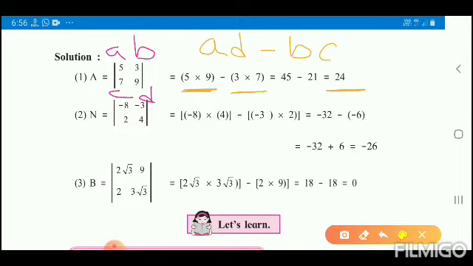Now we will see the next example, that is -8, -3, 2 and 4. So here we will write again, this is A, B, C and D. So here A into D means -8 into 4. B into C means -3 into 2. Here -32, the minus sign is in the middle, minus 3 into 2 means -6. Now minus minus will become plus. Look here, -32 plus 6.